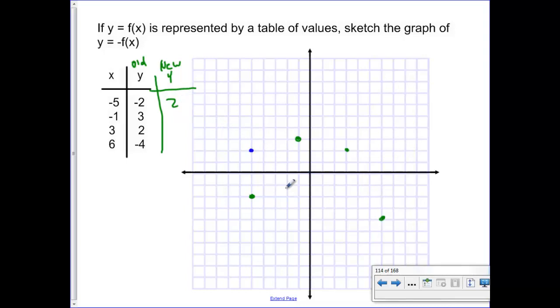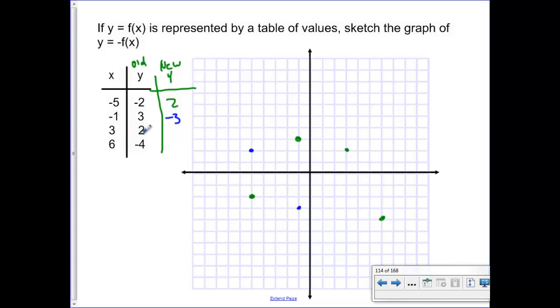So then this guy would go up to here. Okay, so then negative 1 was supposed to give you back 3. But after you're done, I'm going to say, no, you don't get 3, you get negative 3. So then this positive 3 would flip down here to give you negative 3. And then so on and so on.